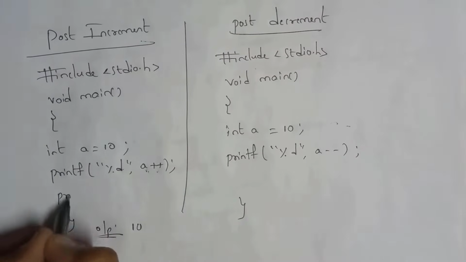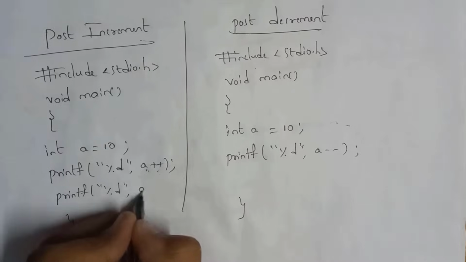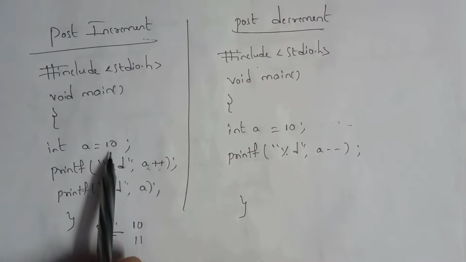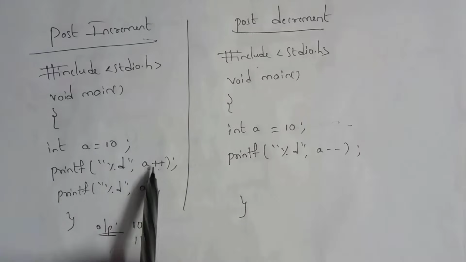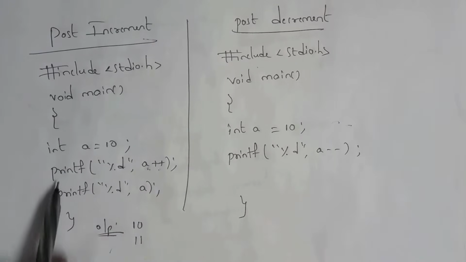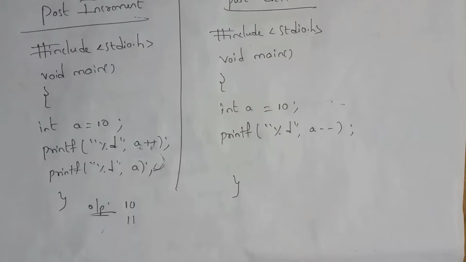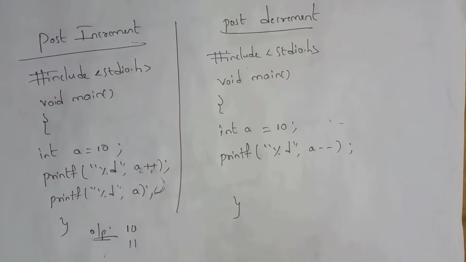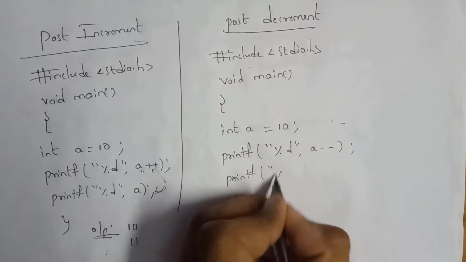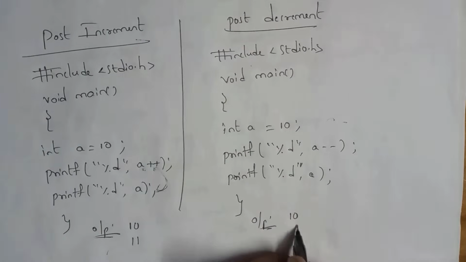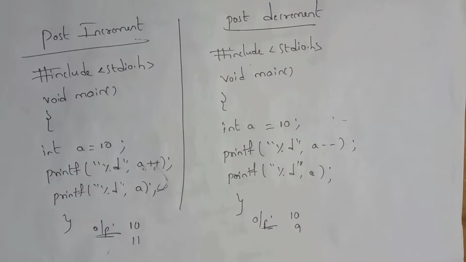Similarly, if I again write printf %d comma a, I will get output as 11, because post-increment first prints the same value and the next time it has incremented the value. So at first I get output as 10, and next time 11. Similarly for post-decrement: it will first print the same value and the next time it will decrement the value. So again I write printf %d comma a. By writing this program I will get output as 10, and next time I will get output as 9. These are the C programs for post-increment and post-decrement.